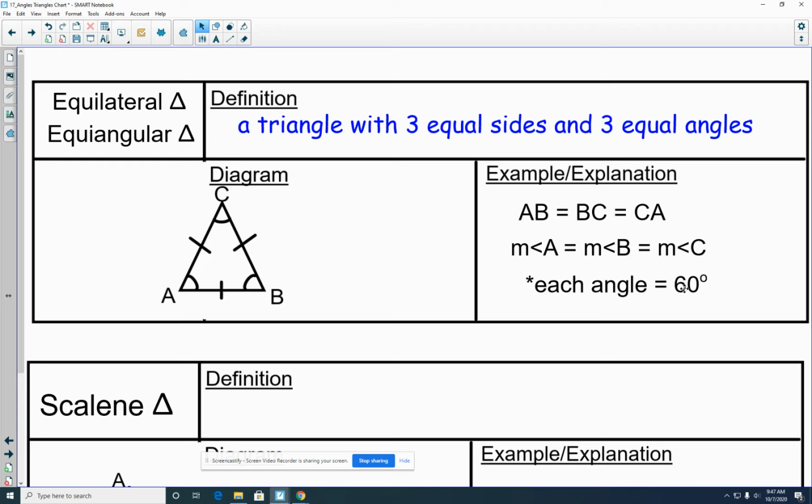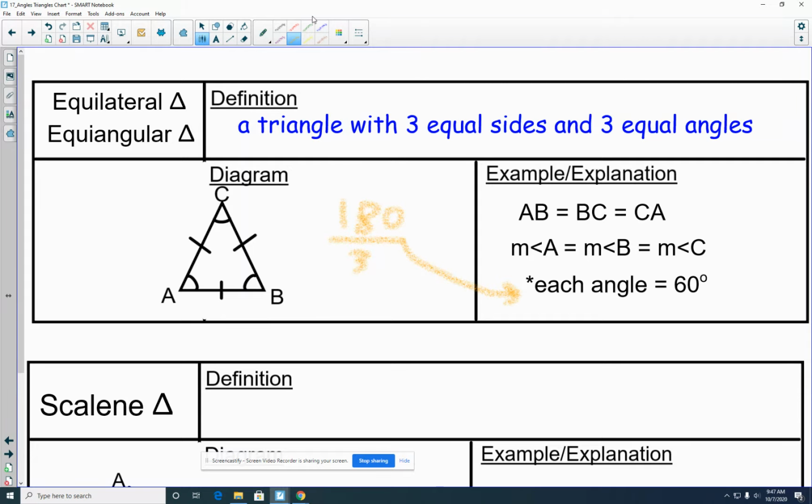Here, they all equal each other, and all the sides are also equal in length. I know that each angle is 60, based off that general fact that if all triangles sum to 180, all the angles, and each angle is the same, I divide by 3, that's where we get that each angle is 60 degrees right there.